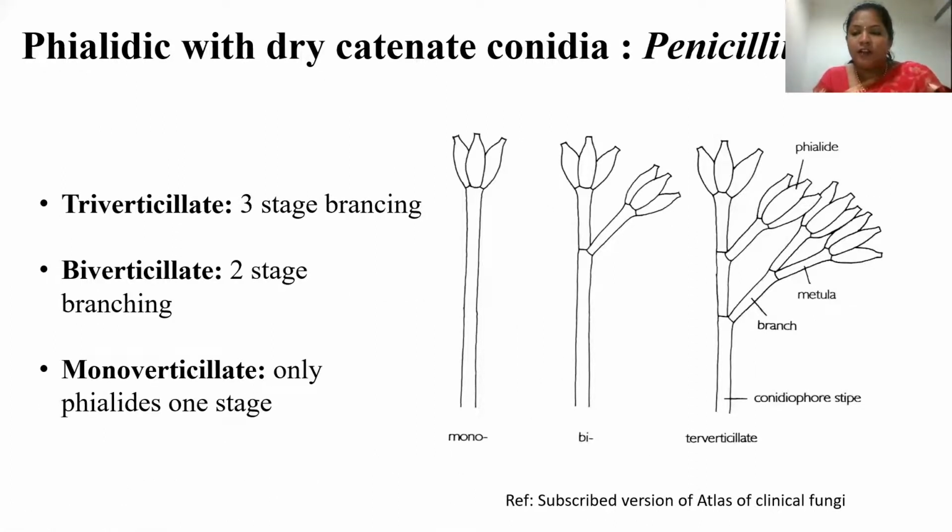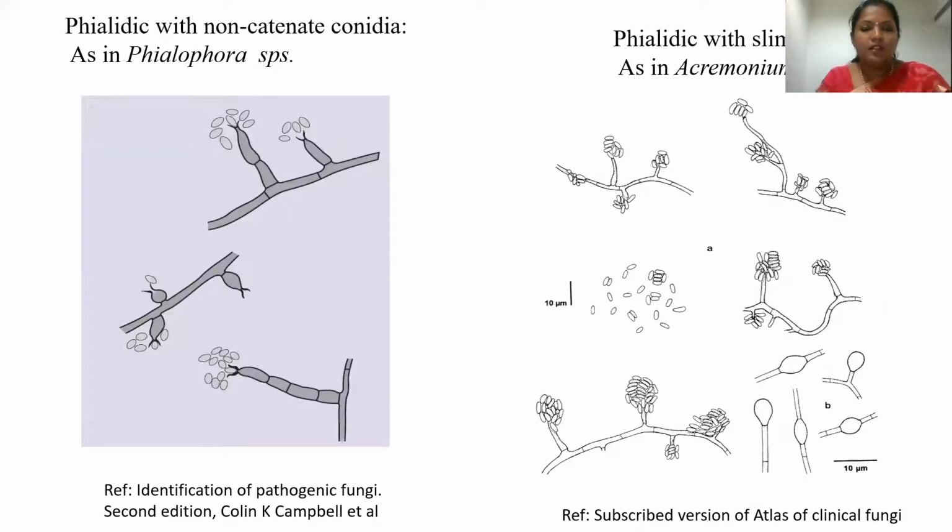So in Penicillium also phialides and metulae are present. So there will be staging. Either it can be terverticillate, biverticillate, or monoverticillate, depending upon the species of the Penicillium. Other examples for phialidic conidiogenesis are Phialophora and Acremonium, but they are non-catenate. Here you can see they are non-catenate. These are the phialides, and these are the conidia.